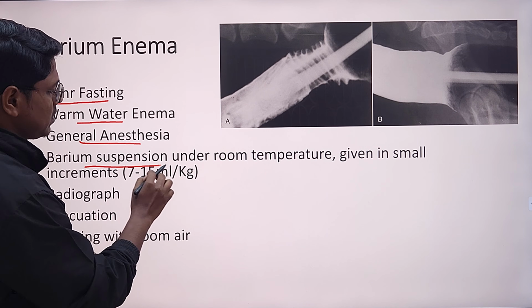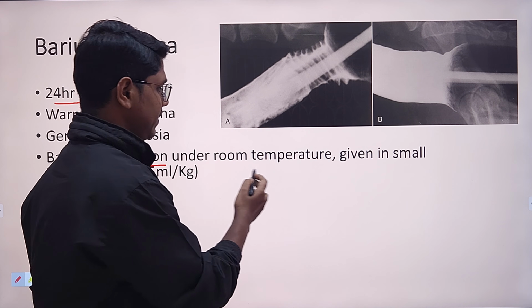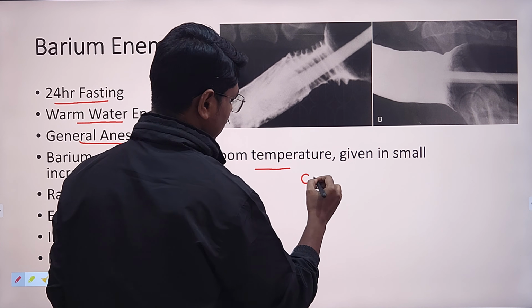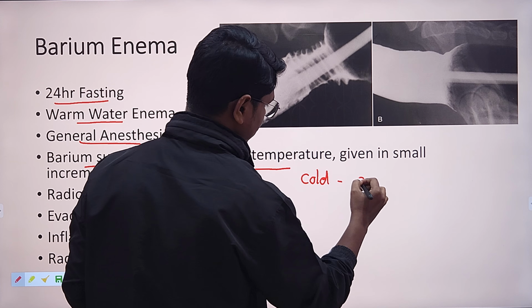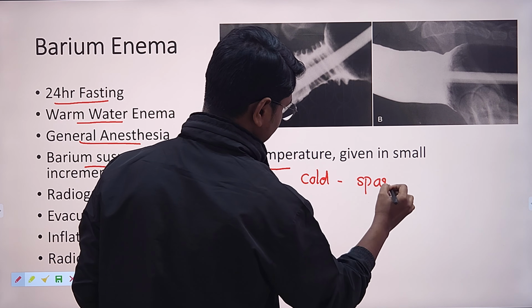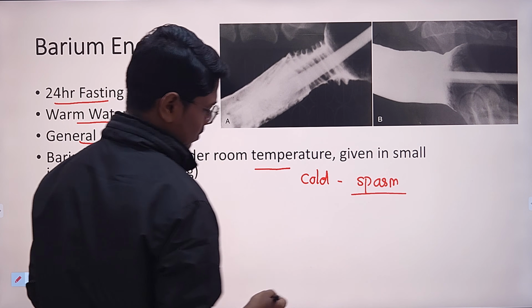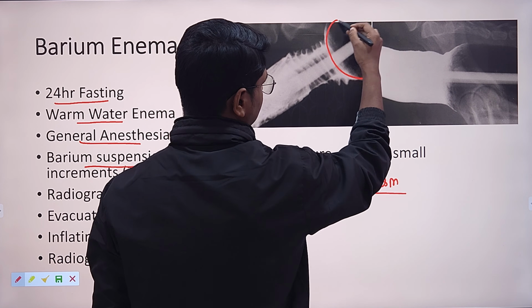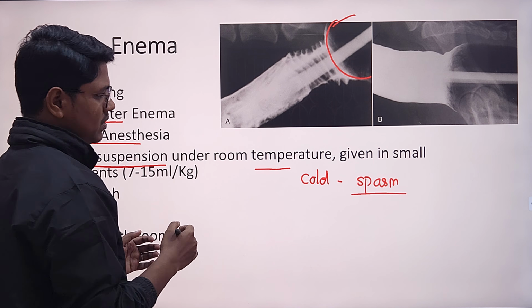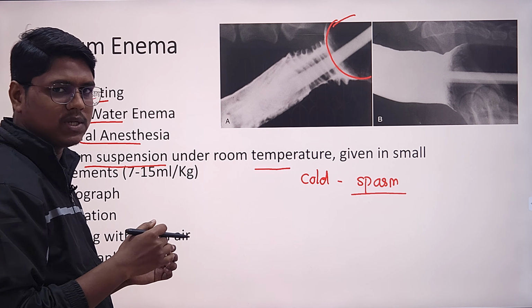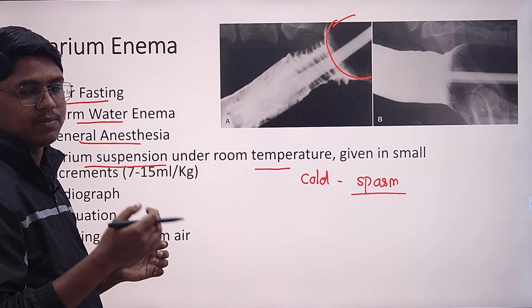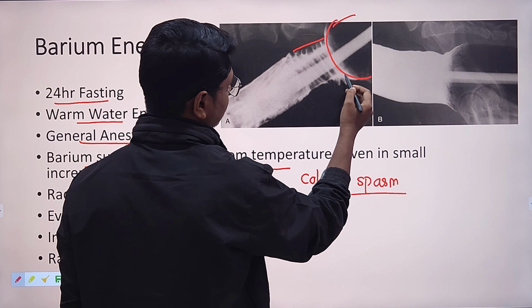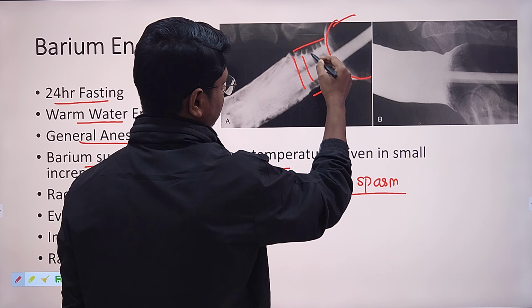Then barium suspension should be given at room temperature. If the temperature is cold, there is a phenomenon which is known as colonic spasm. How does it occur? This is the radiography. Here is the bulb of the catheter. When the temperature is cold, or even when pre-anesthetic narcotic drugs are given, just cranial to the bulb, there will be contractions.